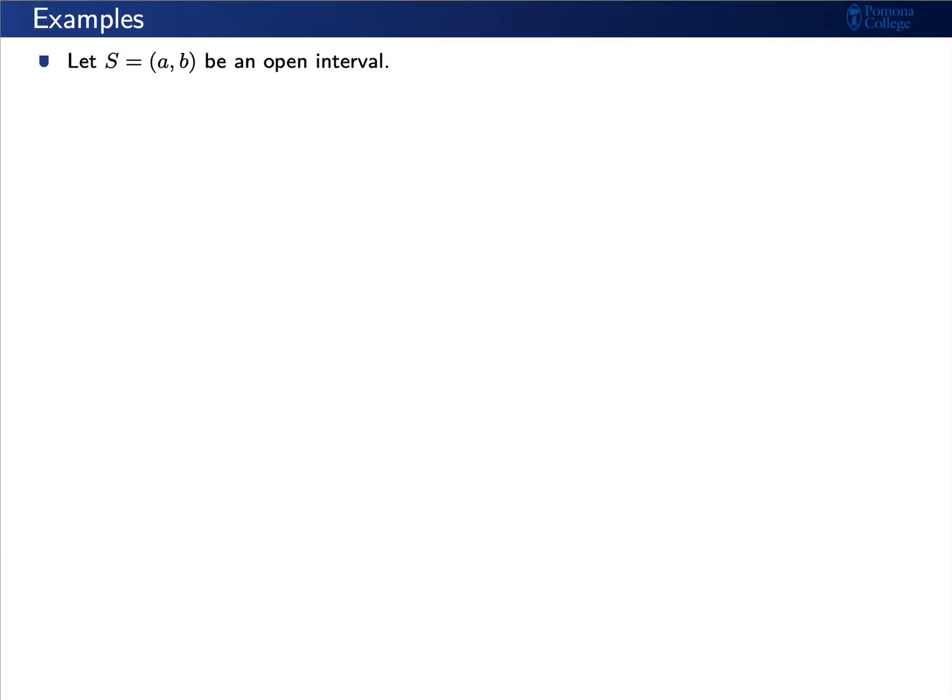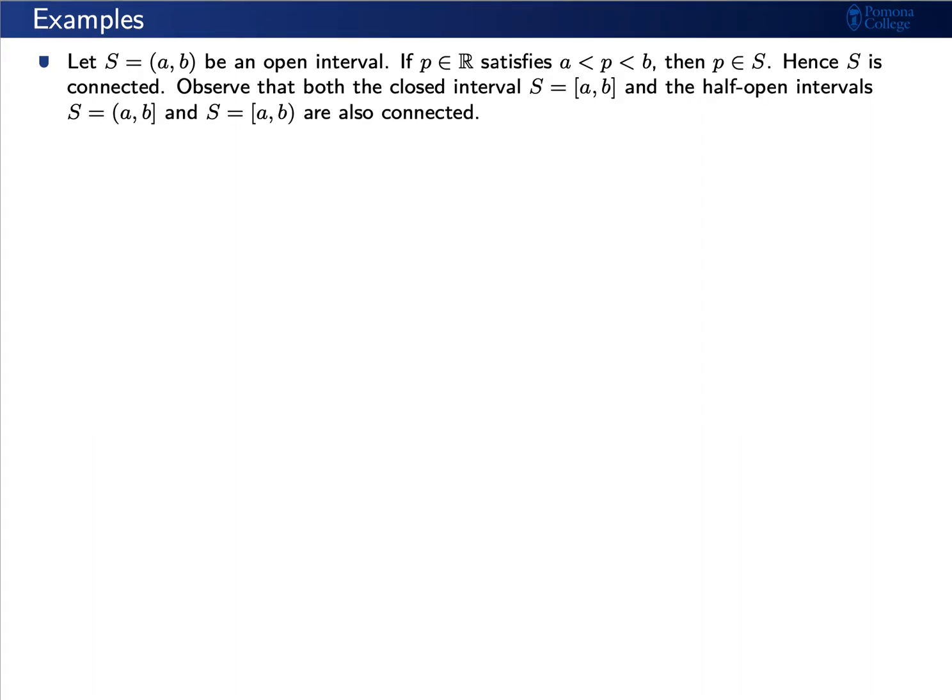Before we try to prove this, let's go over some examples. First, let's say that capital S is the open interval from A to B. Well, if there's any real number P between A and B, then clearly P has to be an element of S. Then, by our definition, capital S is a connected set. Observe that really the same statement is true if we have the closed interval from A to B or the half open intervals from A to B. They must also be connected sets.